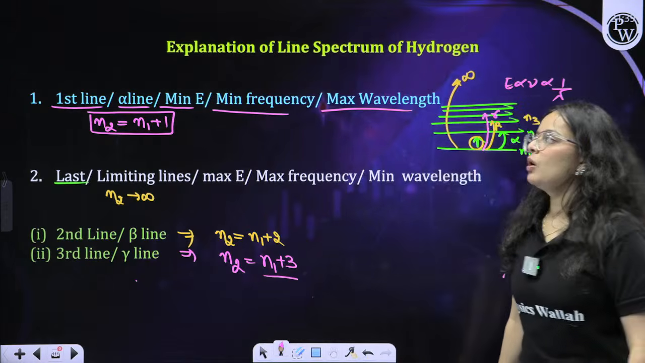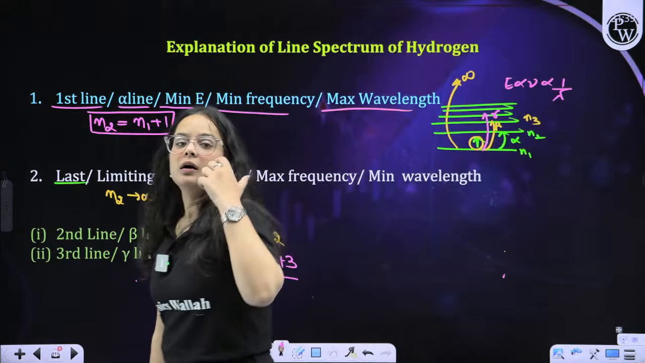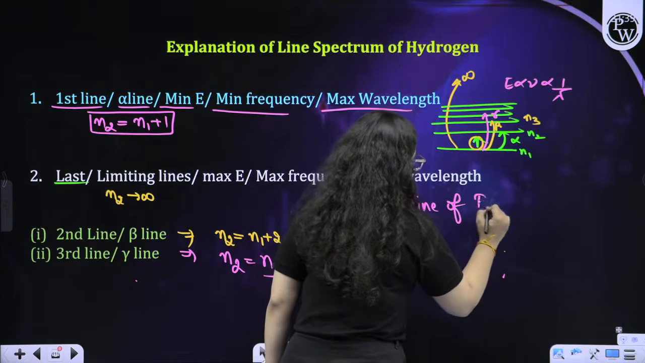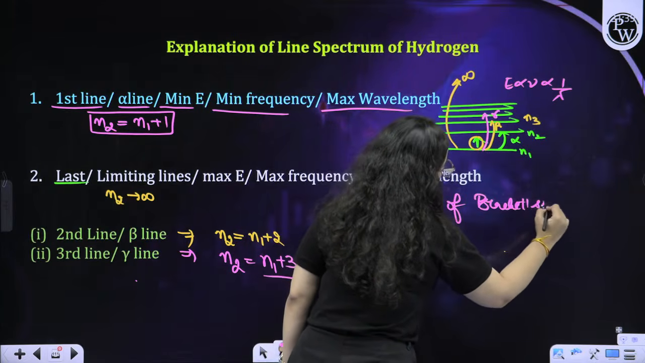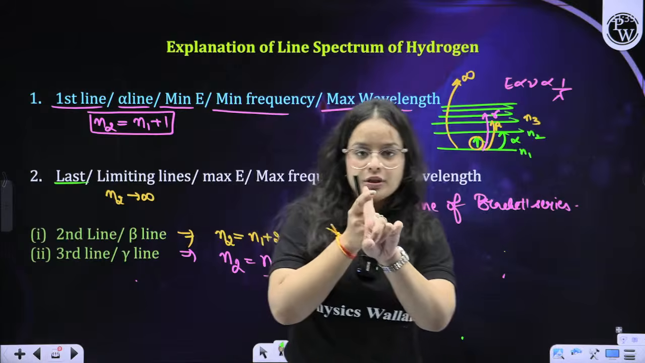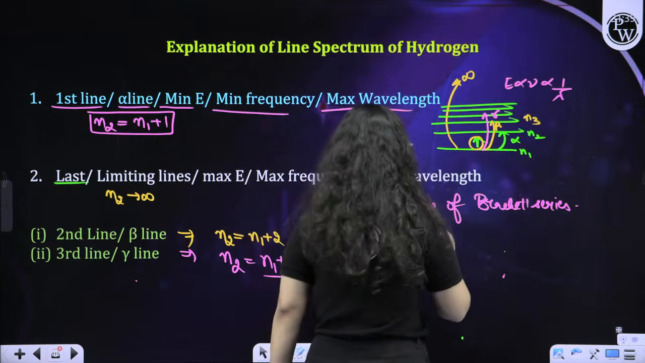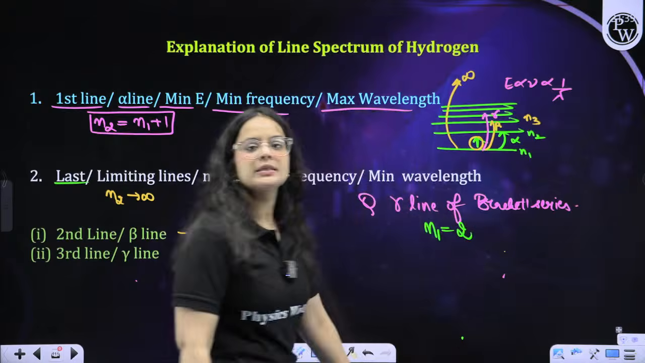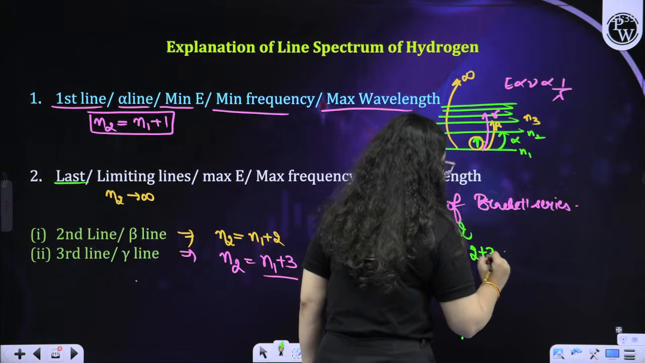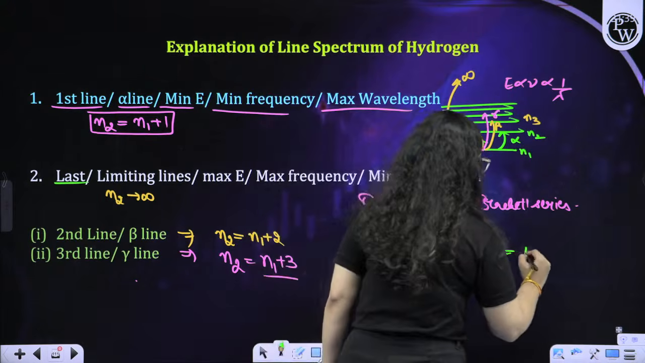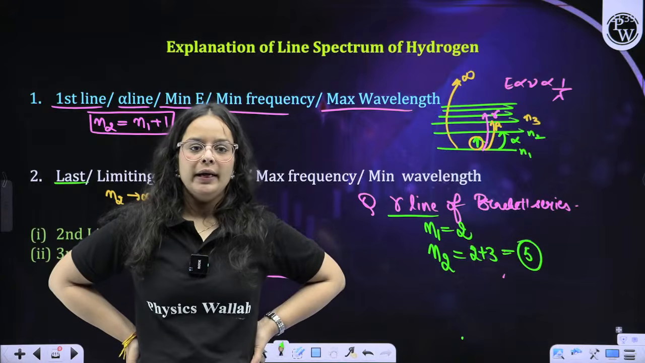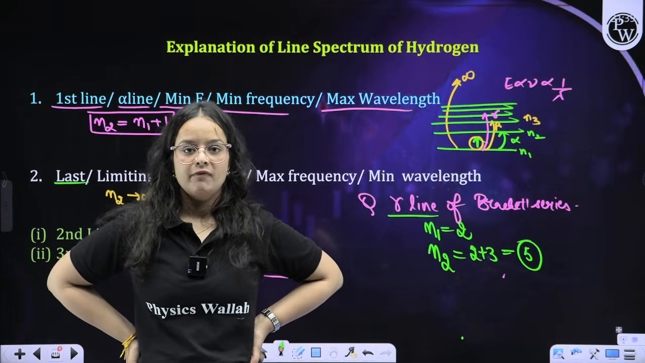So whenever they ask you to calculate the gamma line of the Brackett series, suppose they are asking about this. Now remember that Lyman is the first, Balmer is the second. That means N1 over here is 2 for Balmer. Now they are asking about the gamma line. Gamma means you have to add 3 to N1. That means you are asking about the transition from 2 to 5. This is how you all have to solve it, right?